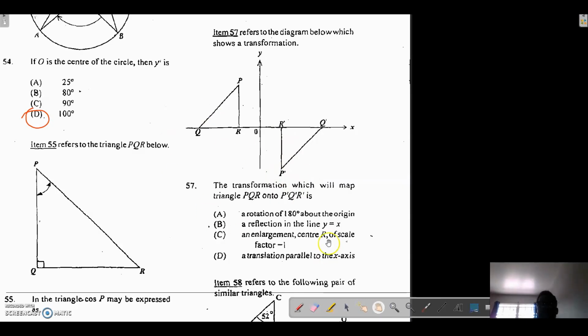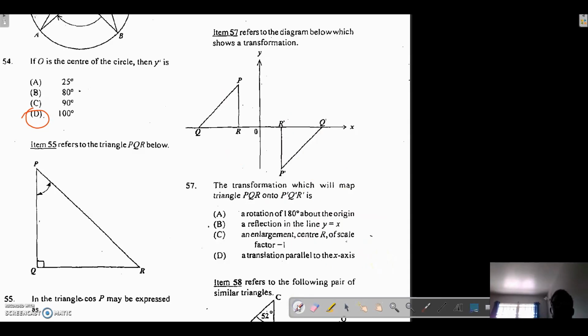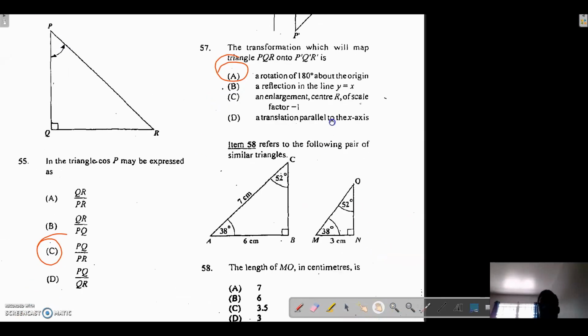So what happens is that it keeps the order, but the coordinates are negated. And that is what happens when you go 180 degrees about the origin. The coordinates don't switch the order, they remain in the same order, but the signs become negative. So it will be a rotation of 180 degrees about the origin, which is A. Let's move down to 58.